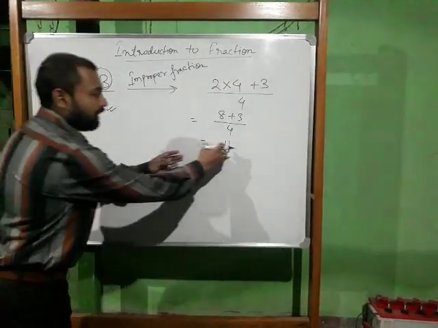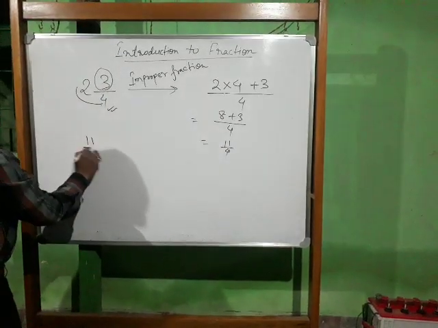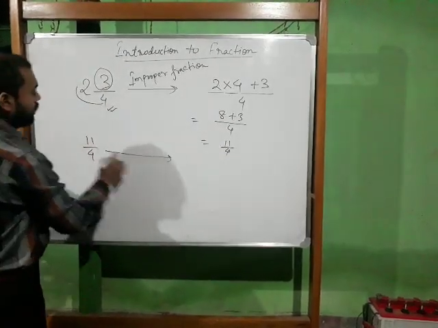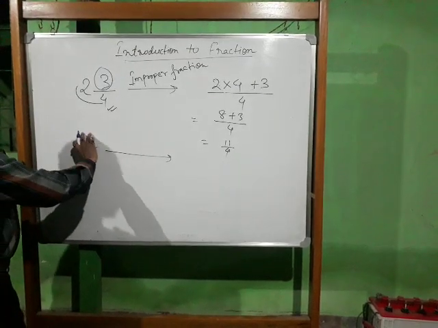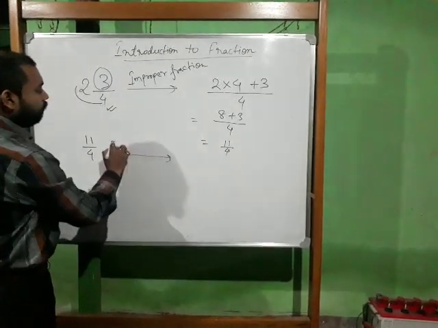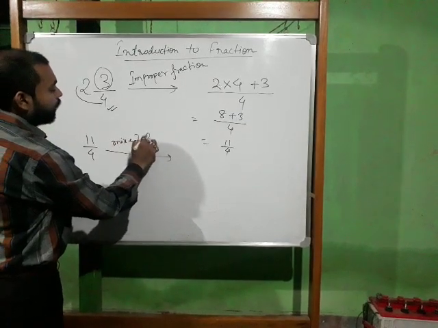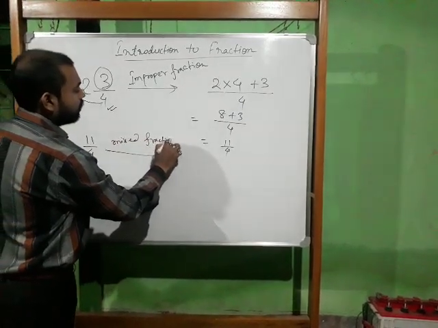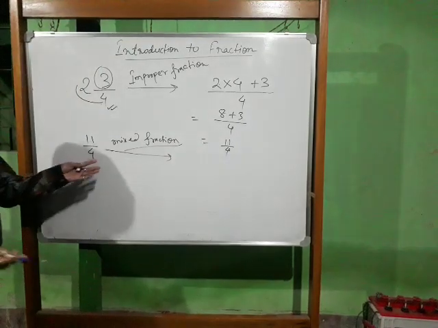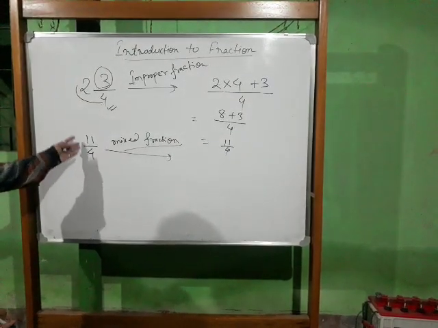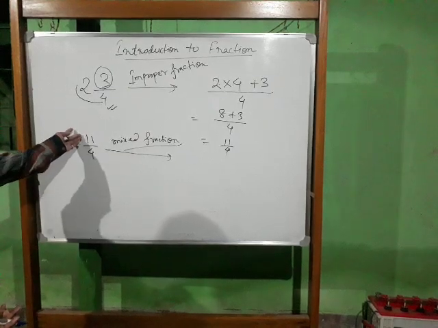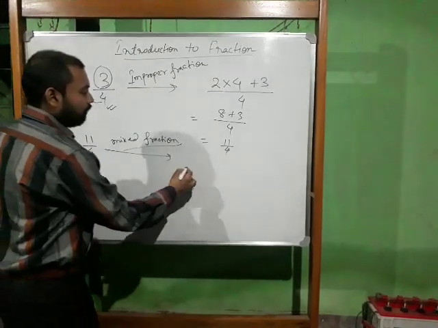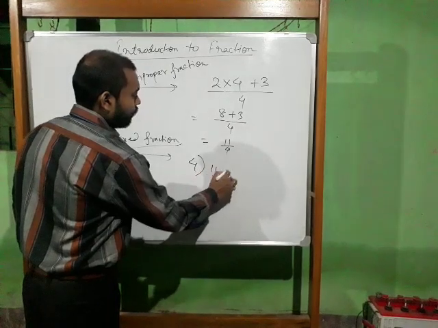Now let us take this example again, 11 by 4. Now this is an improper fraction. So how can you convert this improper to mixed fraction? Now we are converting into mixed fraction. So what is the rule? It is very simple. We have to do division. You can see 11 by 4, by means divide. So we have to divide 11 by 4. So normal division you have to apply.